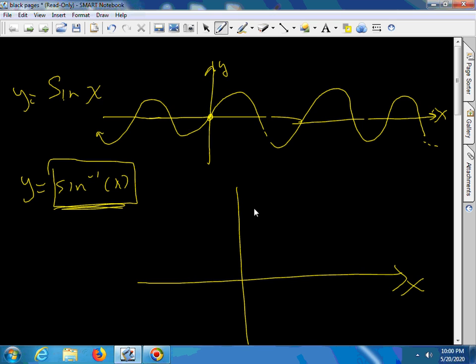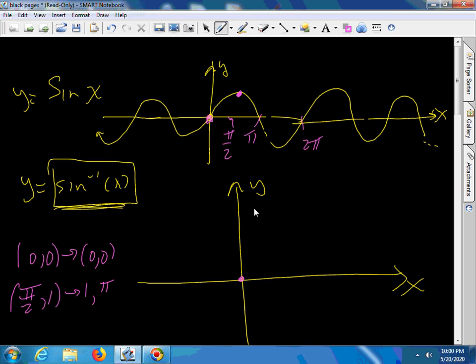Okay, let's see what's going on, x and y. For example, this graph has the point 0, 0. And when you switch x and y, you get 0, 0. This is 2 pi, so that's pi, and that's half a pi. So when x is half a pi, you go up to 1. So half a pi comma 1 becomes 1 comma half a pi. So when x is 1, you go up half a pi.